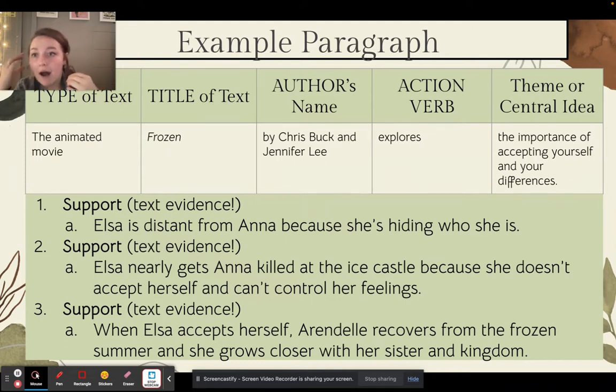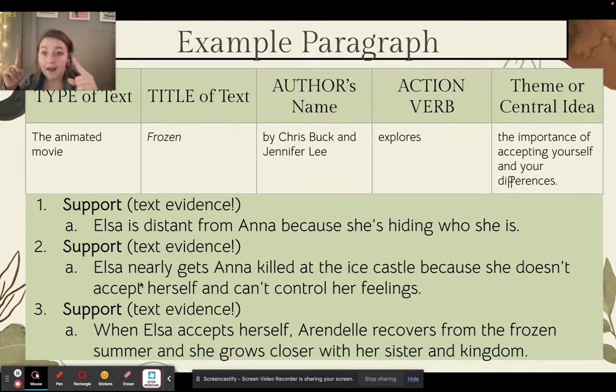Okay. Now, I needed to pull 3 different things from the text, from the movie, that show that that is the theme, that help prove my case, okay? So first, I pointed out that Elsa's distant from Anna. There's the whole do you want to build a snowman number about the fact that Anna kind of has to grow up without a sister because Elsa's so afraid of showing who she is, okay? She doesn't accept herself. So that's my first piece of evidence. It's from the text. It's objective. I'm not bringing my feelings or my opinions into it.